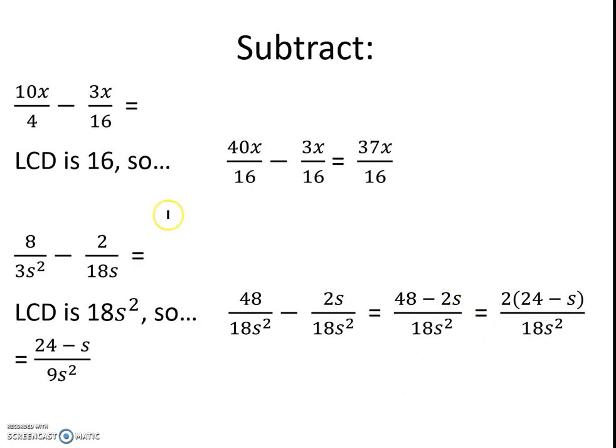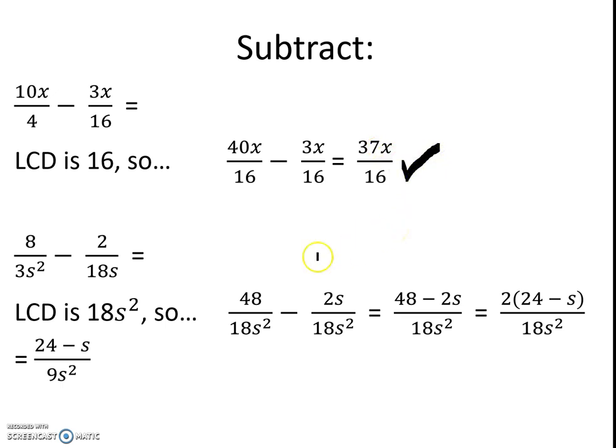Now we're going to subtract. We have 10x divided by 4 minus 3x divided by 16. Getting those terms over the same denominator, it is 16 because that's the LCD. So since we have to take 4 times 10x, we get 40x, and 4 times 4 gives us our 16. We already have minus 3x over 16, so we just take 40x minus 3x for a total of 37x over 16.